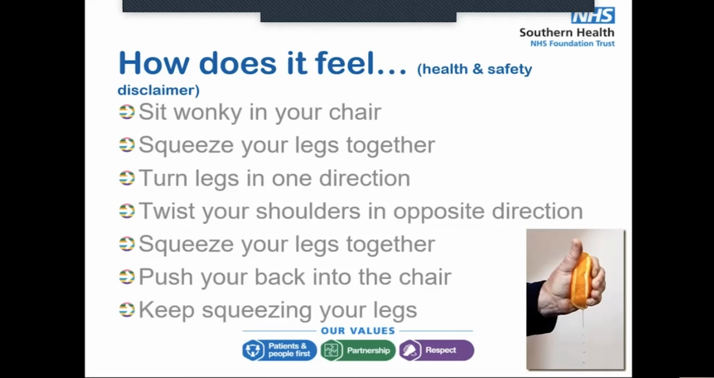and relax. So we did that as an exercise with all the staff. Again with the health and safety disclaimer, we asked them to pay attention to how that actually feels for them, and to understand that these residents that have got a contracture are feeling like this 24 hours a day. And again, that gave them a really good insight into how their residents might actually feel.